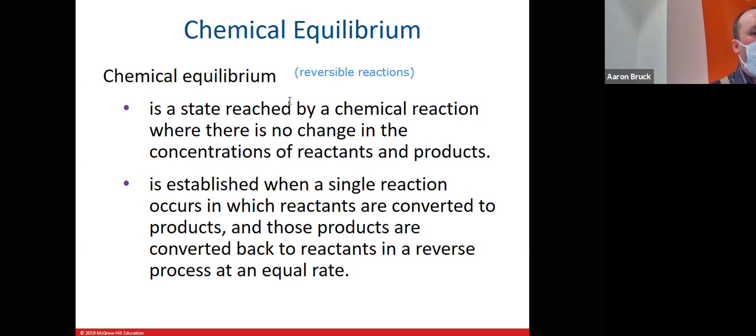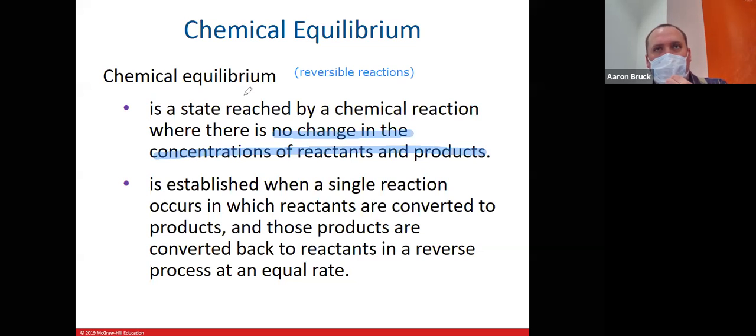Now, what's important about chemical equilibrium is understanding two things about it. First of all, there is no net change in concentration when a chemical reaction system is at equilibrium. There's no change. So that's the first thing that we have to understand. My reactant concentrations and my product concentrations are not going to show any signs of change when the system is at equilibrium.